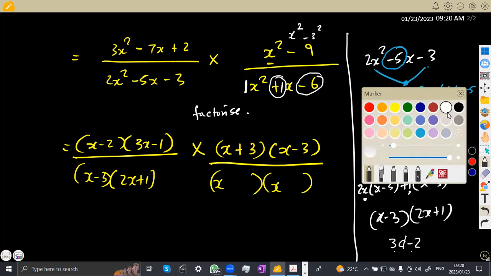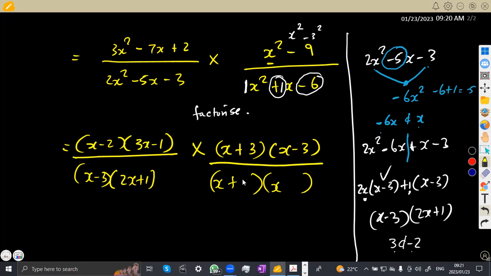If you add, you obtain 1. So that's x plus 3, x minus 2. Now, since we have done factorizing, you can cancel as long as it is between the numerator and the denominator, just like x minus 2 and x minus 2. We've got x minus 3 here, x minus 3 here. We've got x plus 3 here, we've got x plus 3 here.